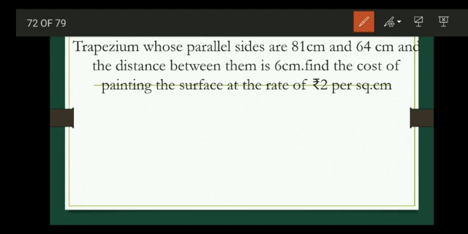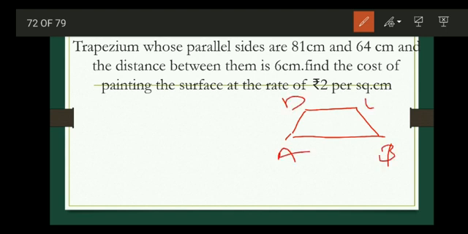So what they have given, first we'll draw a trapezium like this. So A, B, C, D. They have given parallel sides are 81 cm and 64 cm. Here we have AB and DC are the parallel sides. So one is 81 centimeter and the other one is 64 centimeter.